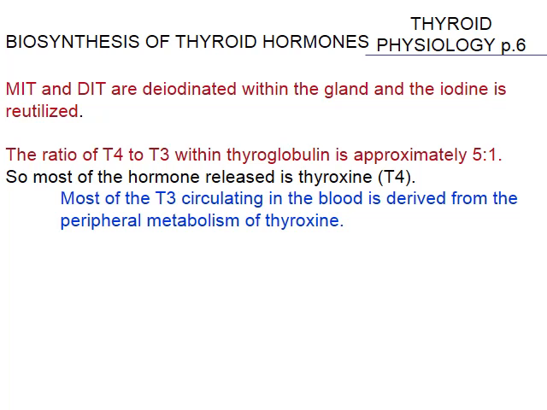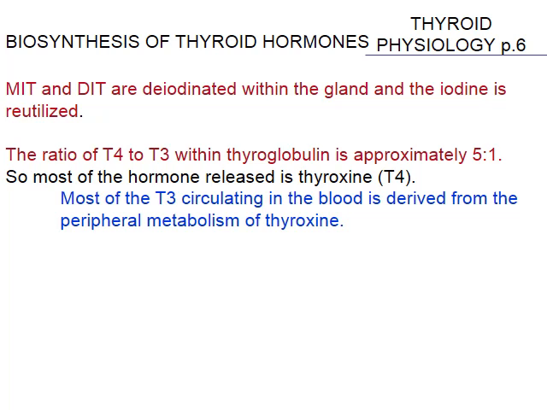Now, the monoiodotyrosine and the diiodotyrosine are released following the internalization of colloid and the cleavage by proteases. Remember, some of what gets released is thyroid hormone, and some of what gets released are these precursors. Well, these precursors will be deiodinated within the gland. The iodine will be reutilized or recycled.